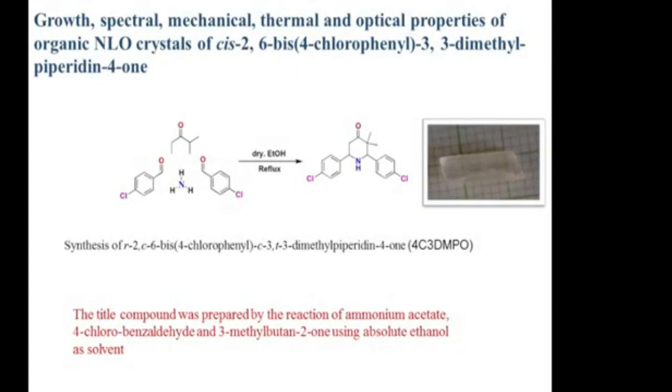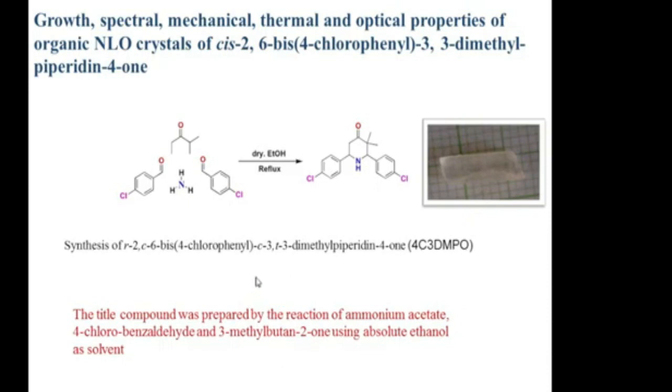My paper title: Growth, Spectral, Mechanical, Thermal and Optical Properties of Organic Envelope Crystals of cis-2,6-bis(4-chlorophenyl)-3,3-dimethylpiperidin-4-one. So this is for the synthesis method.